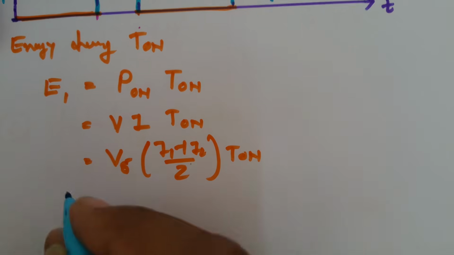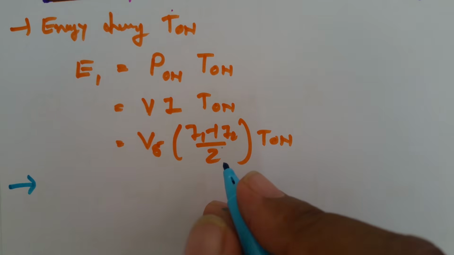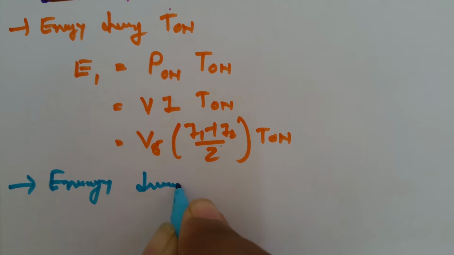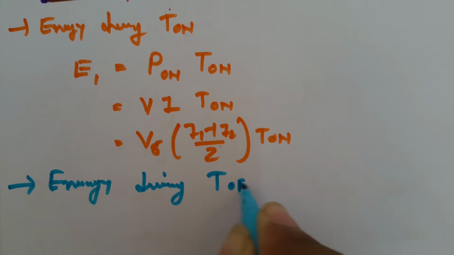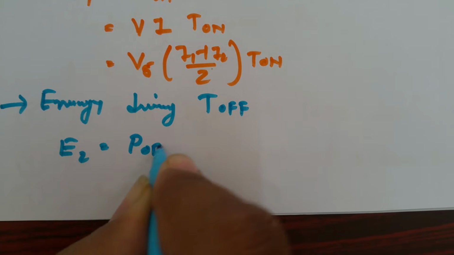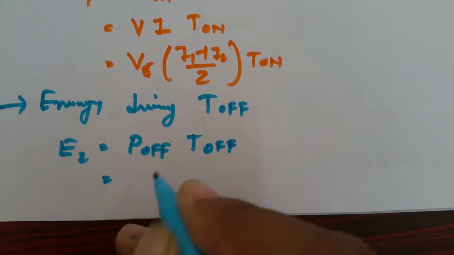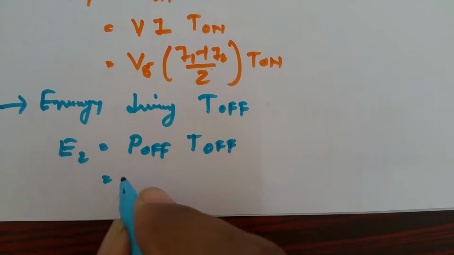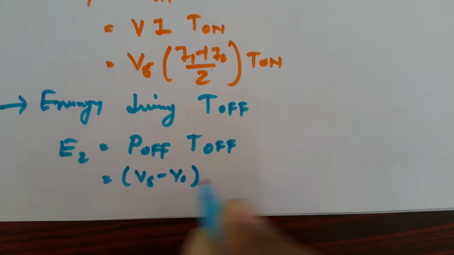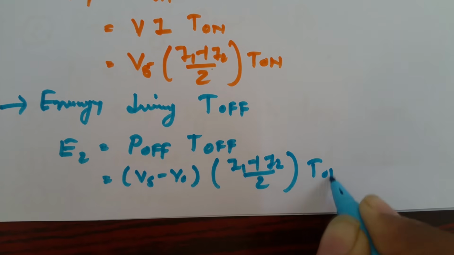Now when we talk about energy which is getting released by the inductor, that is during T off. So energy during T off, if I say it is E2, so that is power during off and T off, which is voltage into current, and voltage is Vs minus V0. Current is similar, (I1 plus I2) by 2, and time period is T off.